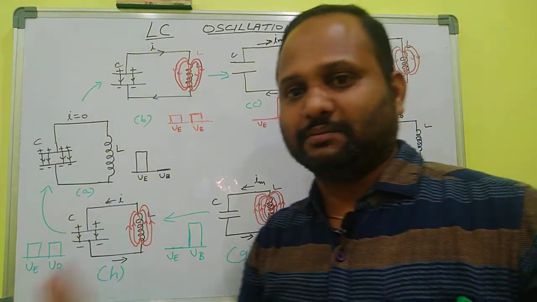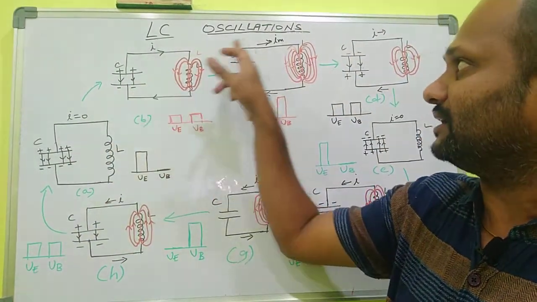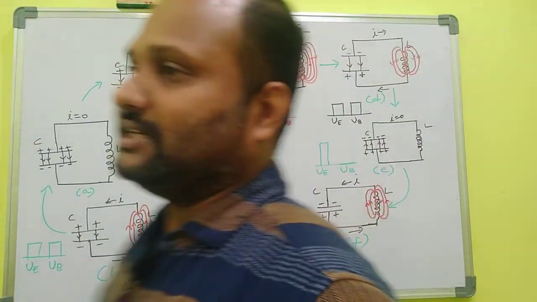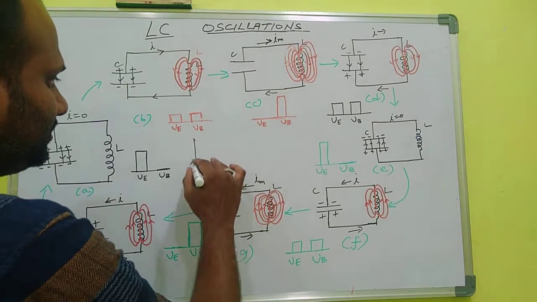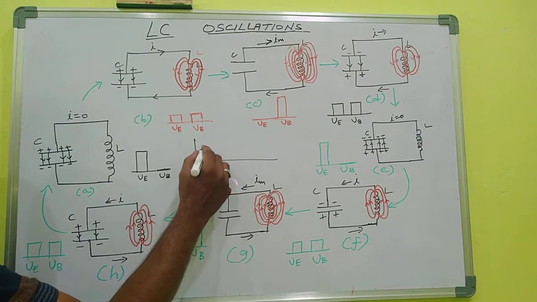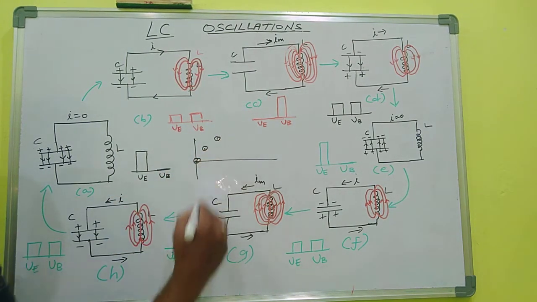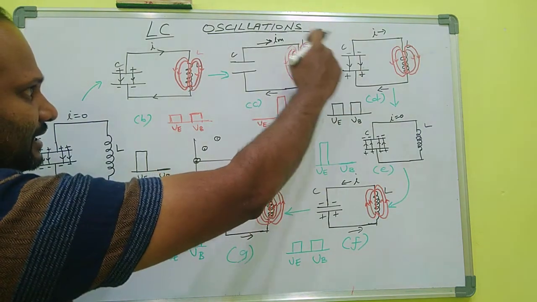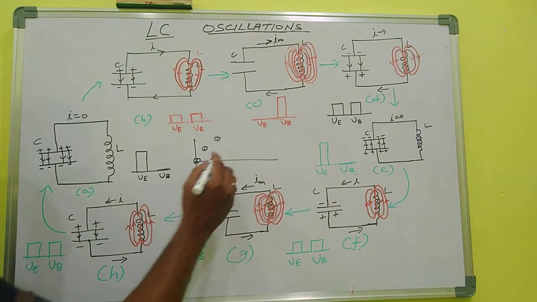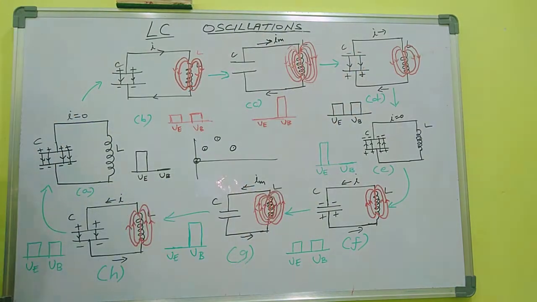That means here the current is 0, here the current is increasing, here the current goes to maximum, here the current is decreasing. I just draw a diagram here. First step, the current is 0. The second step, the current is increasing. The third step, the current goes on increasing and attains the maximum. In the fourth step, the current does not immediately come to 0 because of the self-induction. So the current decreases. This is step number 4.